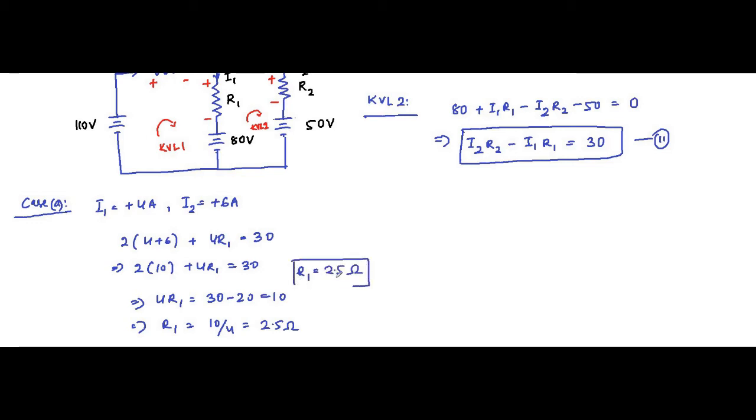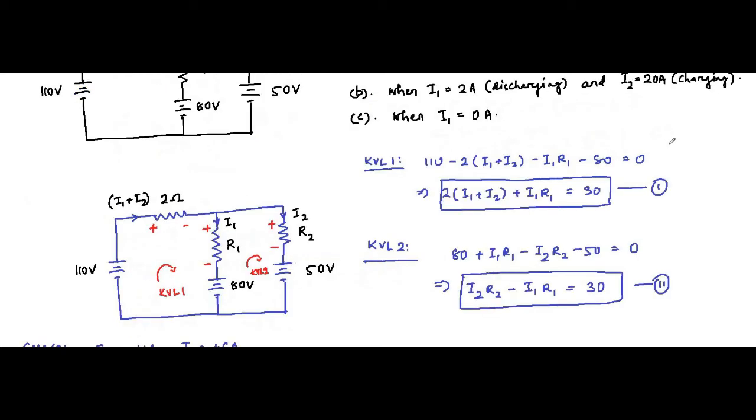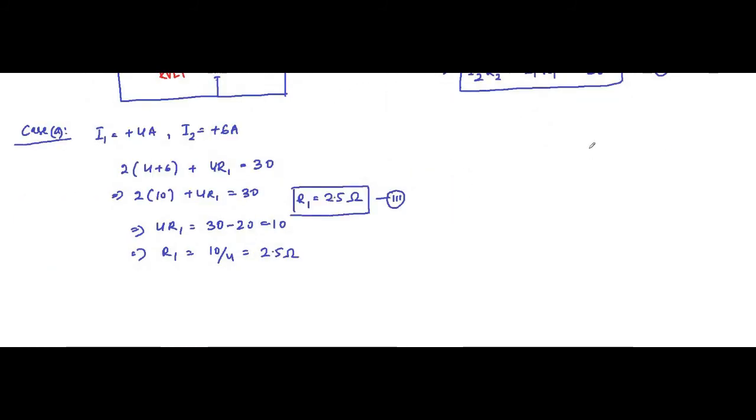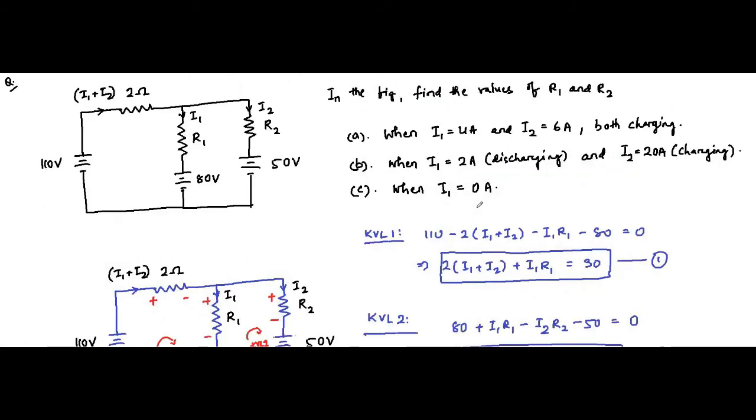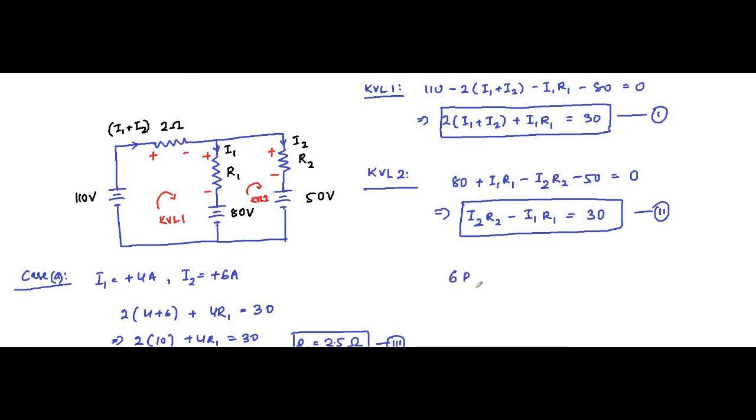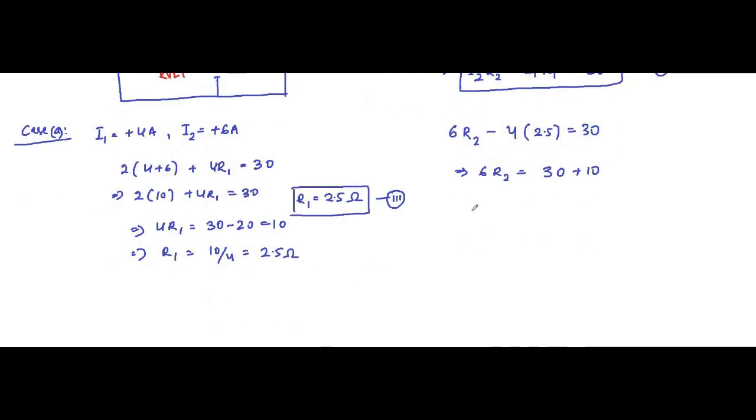Now, this is the third value that we have got. Now we have to substitute values of I1, I2 and this R1 in equation 2 and we'll get the result. So it is I2 R2, I2 is how much? 6 ampere, 6 R2 minus I1 which is 4 and R1 which is 2.5 is equal to 30. That implies 6 R2 is equal to 30 plus 10. That implies R2 is equal to 40 by 6, which is equal to 6.67 ohm. So R2 is equal to 6.67 ohm. So this is the result, R1 and R2 for case A.